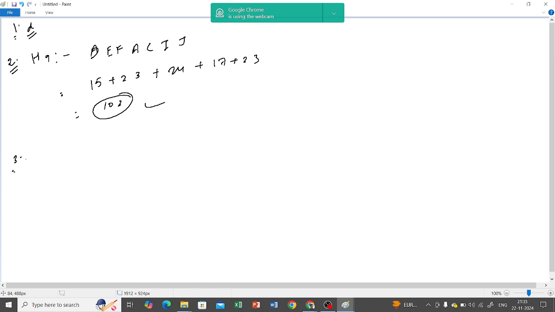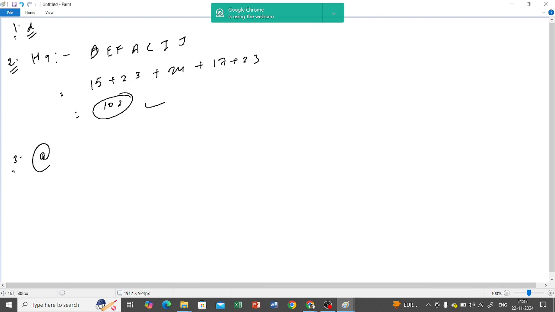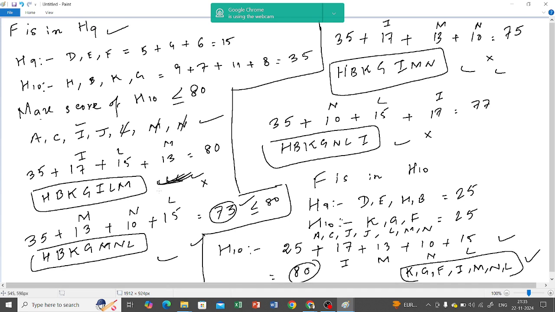Which of these players could not be in H10 if the score of H10 was 80? So the score of H10 is 80. The first case is also 80. This is also 80. Which of these players could not be in H10? So A is not over here, that is fine, and A is not over here also, that is fine. L is over here, so it will not be included. M is over here, and N is over here, so A is the answer. Understood? A is the only player who is not present in this one and this one.